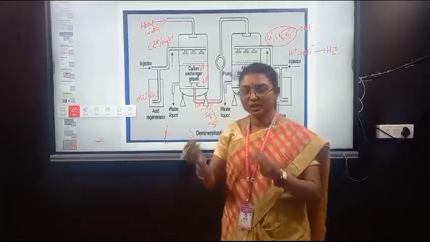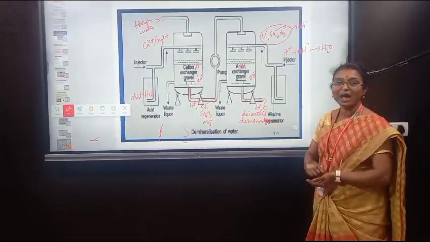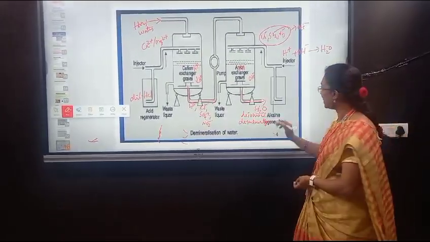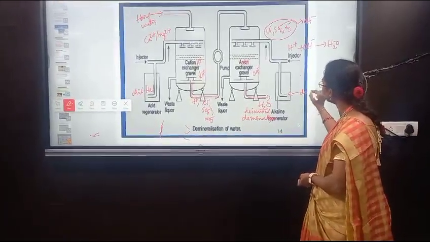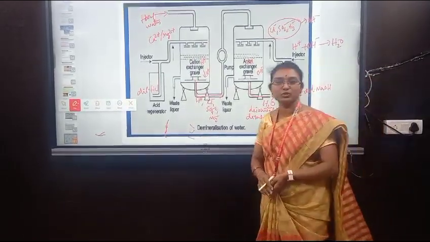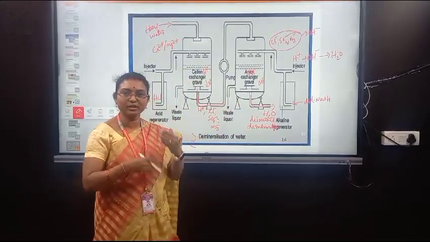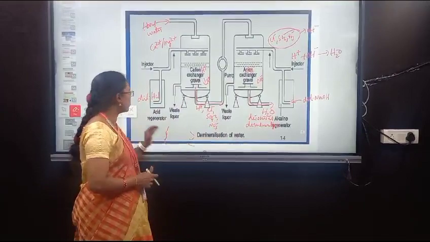We are using dilute HCl solution here. Similarly, in order to activate the anion exchange resin, we are using an alkaline regenerator. What we are using as the alkaline regenerator is dilute sodium hydroxide. So by using these regenerators, we can reactivate the resin for further working process.